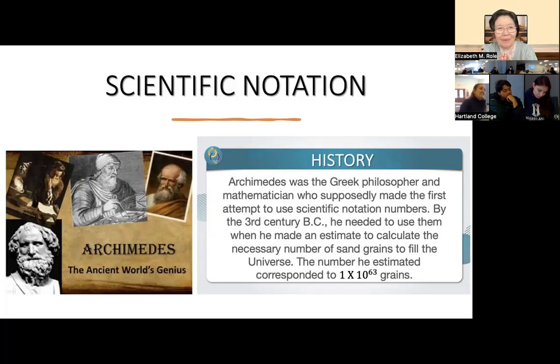I just remember what God told Abraham: look at the stars and the grains of sand, and that's how many would be the generations that would follow you, your children, kind of thing. Yeah, but anyway, it's a big number, 1 times 10 to the 63rd power. So that's the beginning of scientific notation.